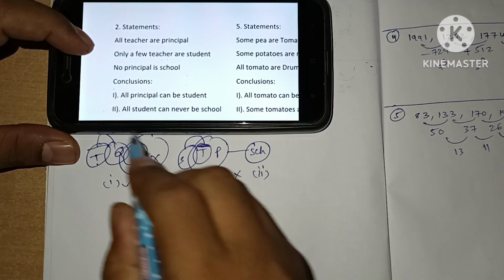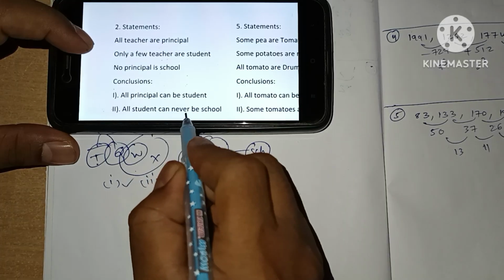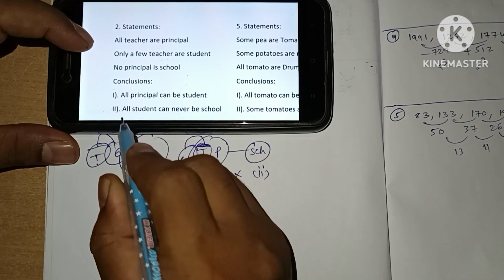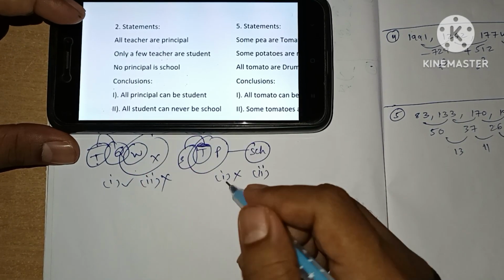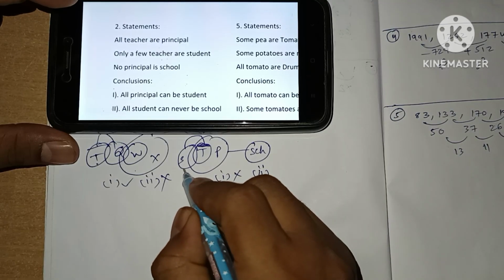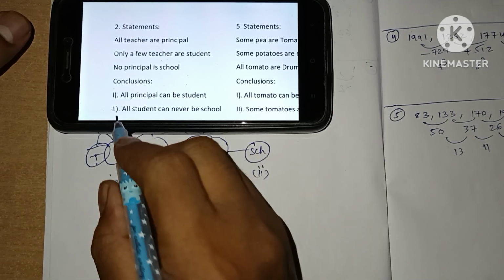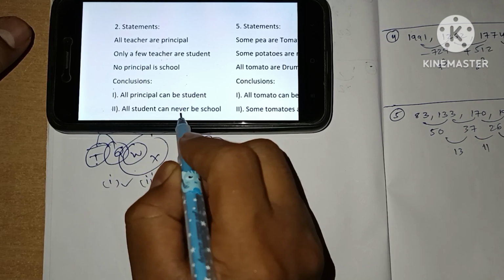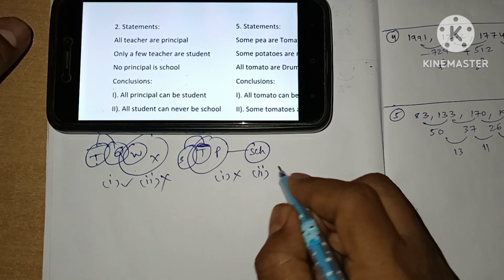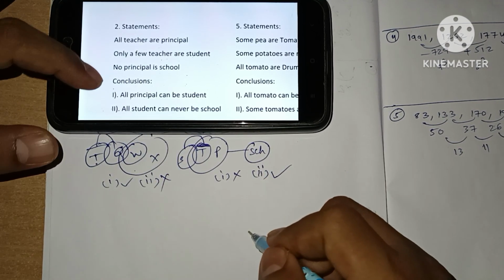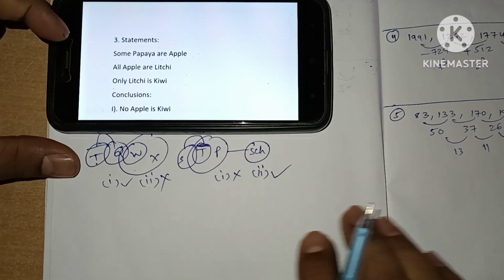Second conclusion: all students can never. We see "never" here, so we check all students can be school. All students can be placed inside school. No, it is not possible. All cases fail, which means "all can never" is possible here. So it is true. Next one, third one.